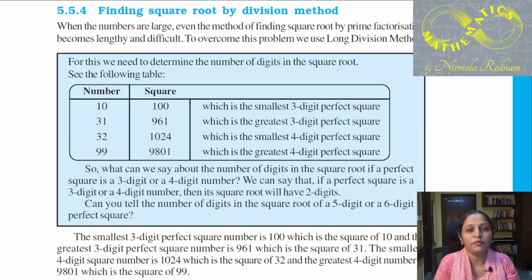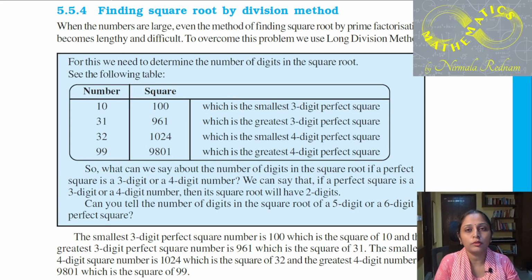In this video, we are going to look at the long division method, which is the method used to find the square root of a given number. In the previous video, we looked at prime factorization as a method to find the square root of a given number. When the number is very large, prime factorization becomes very lengthy, and that is where long division is a more appropriate method to find the square root.